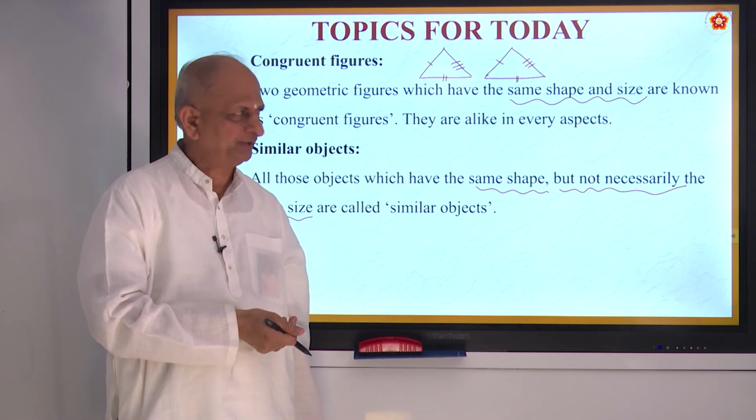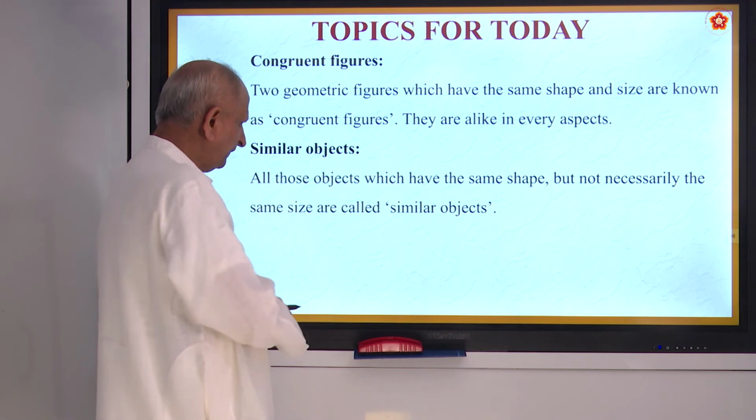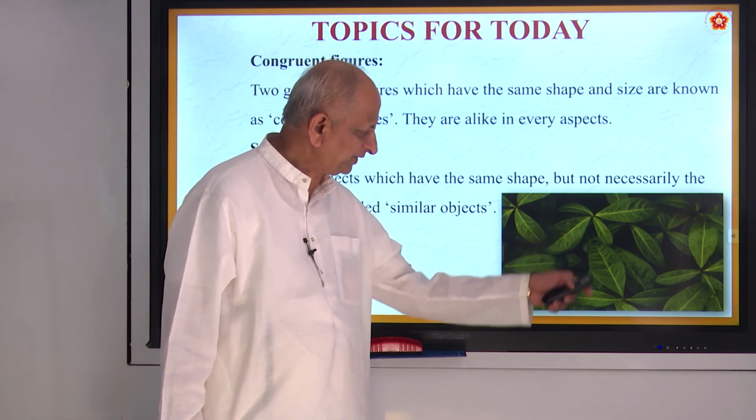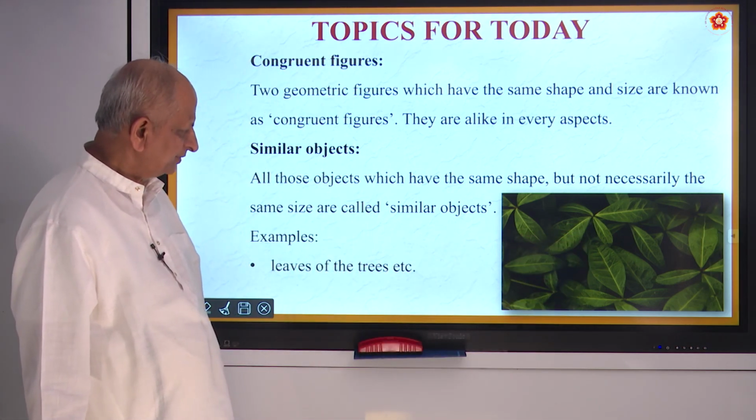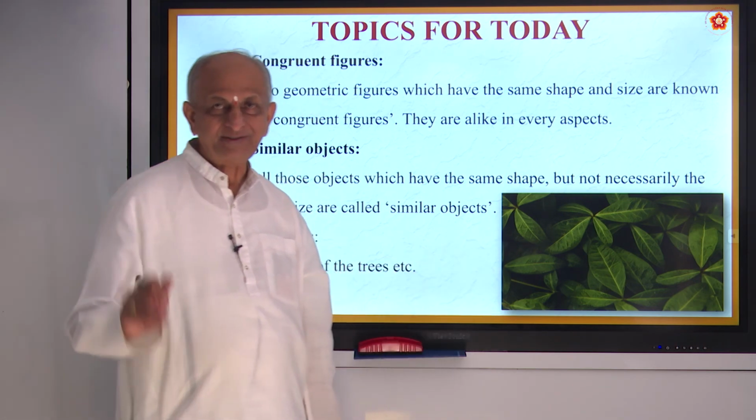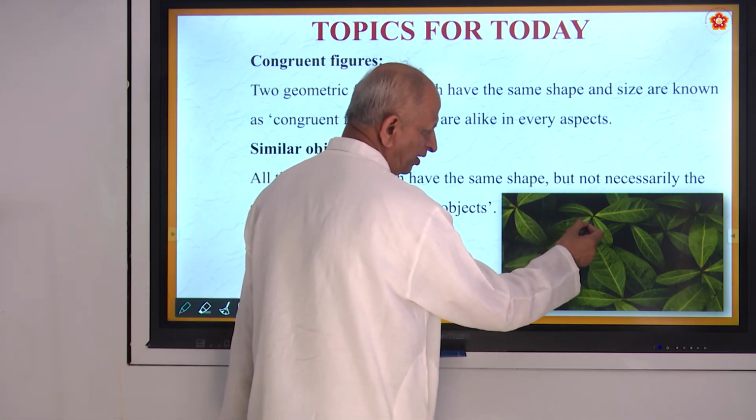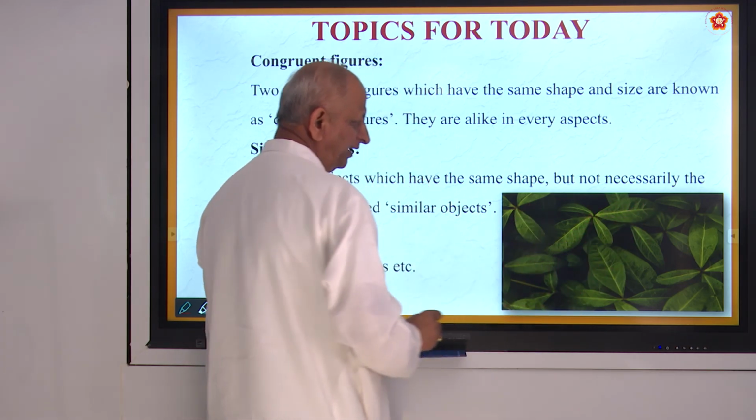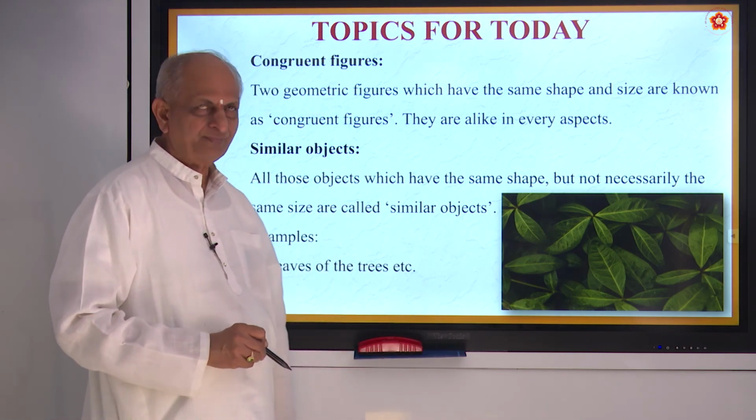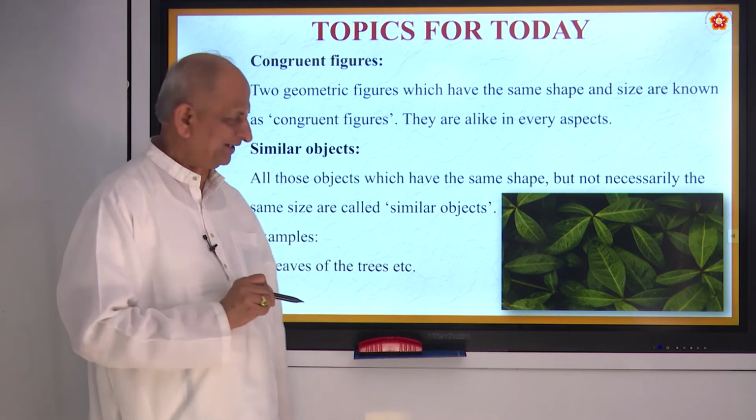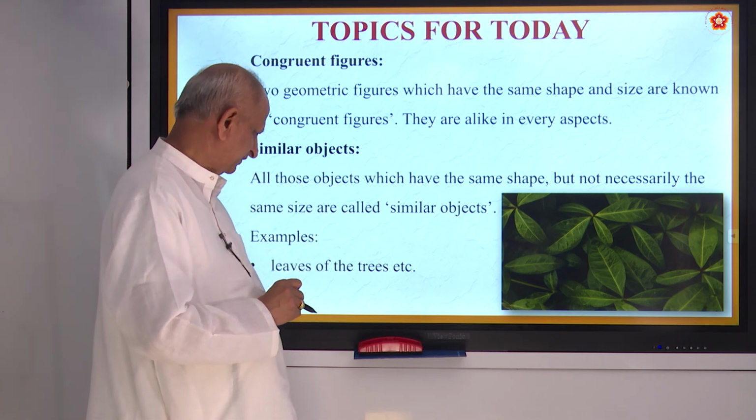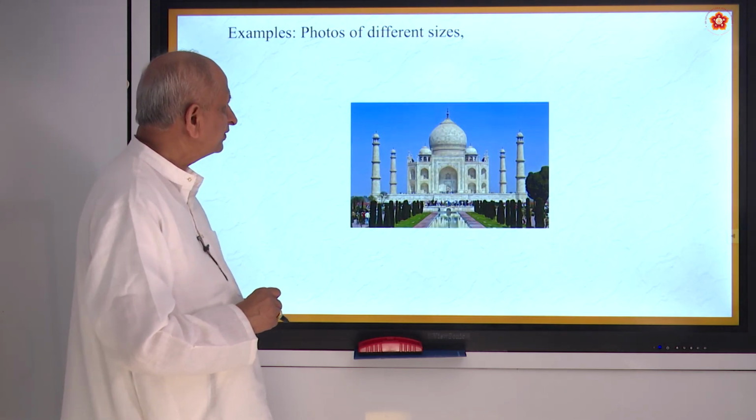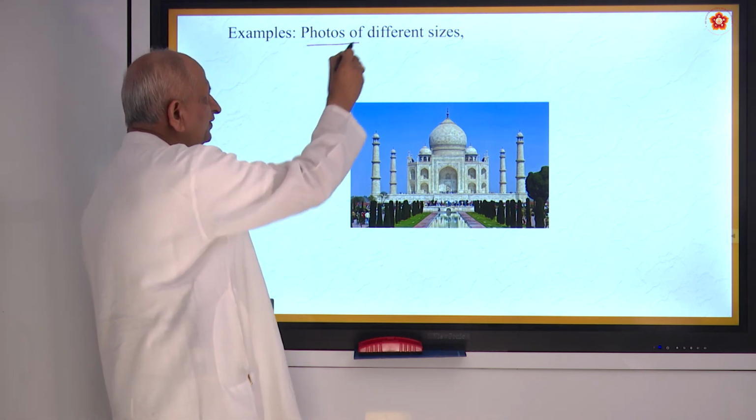For example, all of you have seen photocopies, or you can say leaves of the tree. Here shape is the same but size is different. See, this is a small leaf, but this is a big leaf. All have got the same shape but different sizes. That is why it is called similar objects. And one more beautiful example, see, is of photos of different sizes.